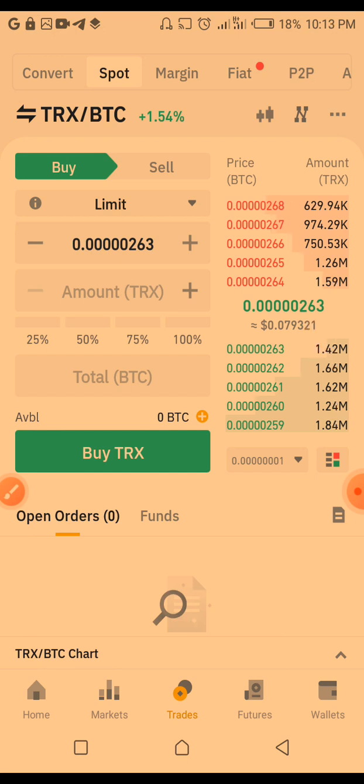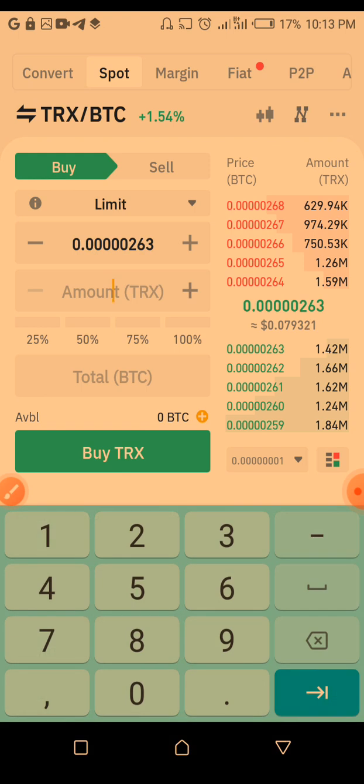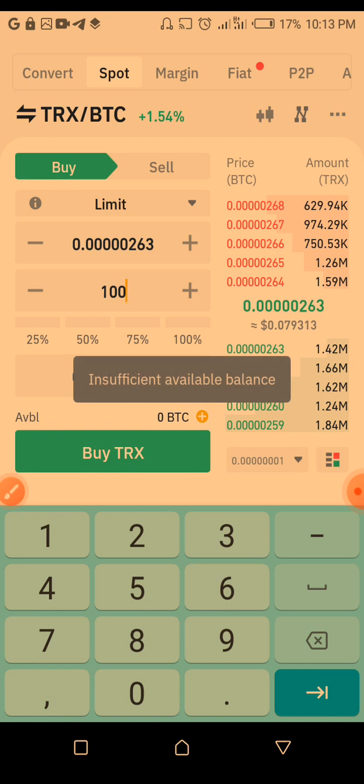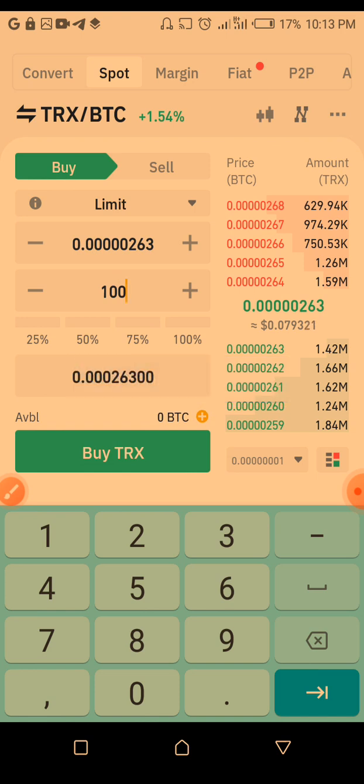As you can see on my screen here, we have TRS/BTC. So if you have BTC and you want to buy TRS, you can use BTC to buy TRS on this pair. By entering the number of TRS you want to purchase, let's say you want to buy 100 TRS, you enter the number of TRS and it will show you automatically the amount of BTC you are going to spend to get 100 TRS.